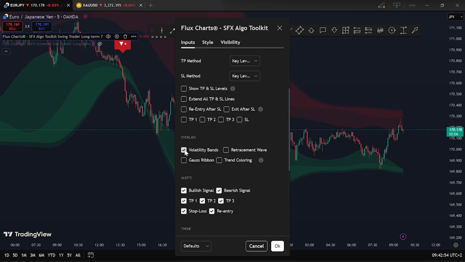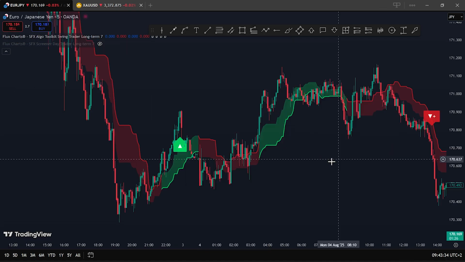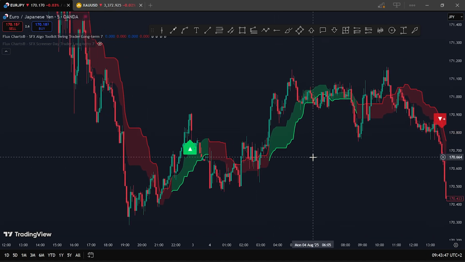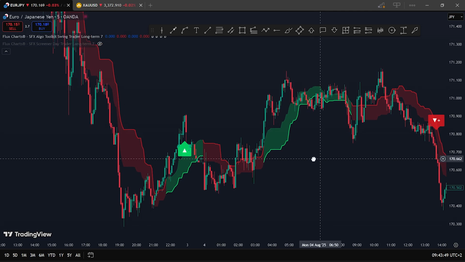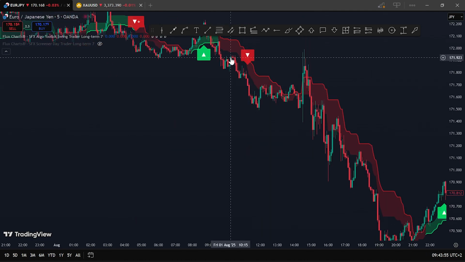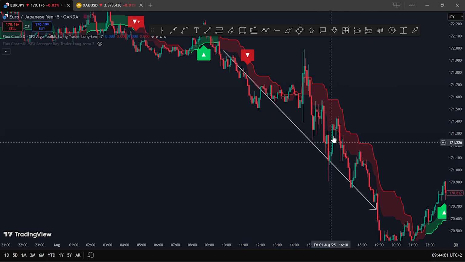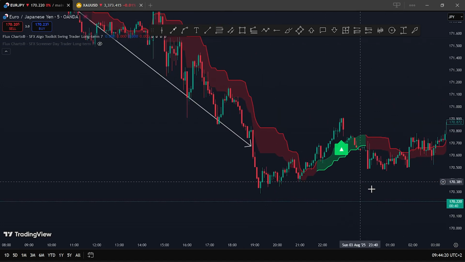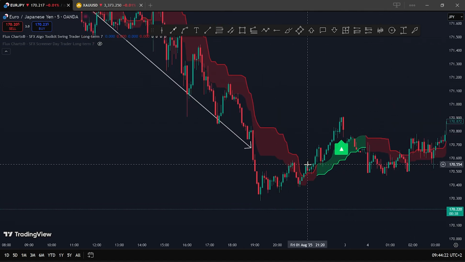Right now, let's uncheck this one and check the retracement wave. This retracement wave is used to identify entry points like during pullback, and it can also be used to find entries. Like here on a bearish trend, it can be used to identify a retracement. When the market retraces, you can clearly see that we are still bearish. And then we can close the position when price trades above the retracement wave.